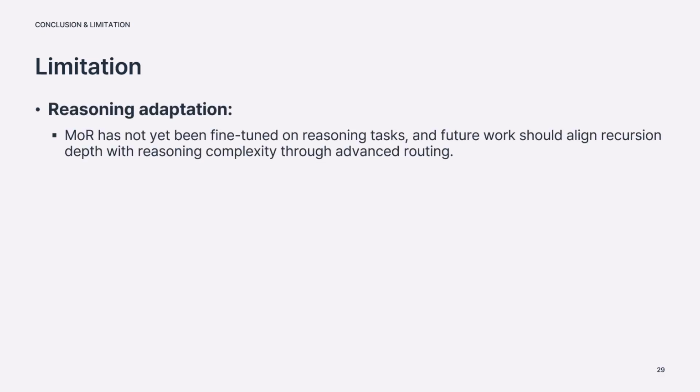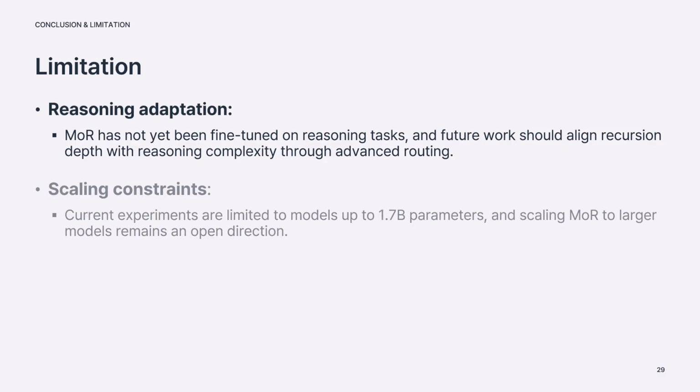And there are five limitations. First one is reasoning adaptation. MoR has not yet been fine-tuned on reasoning tasks, and future work should align recursion depth with reasoning complexity through advanced routing. Second one is scaling constraints. Current experiments are limited to models up to 1.7 billion parameters, and scaling MoR to larger models remains an open direction.